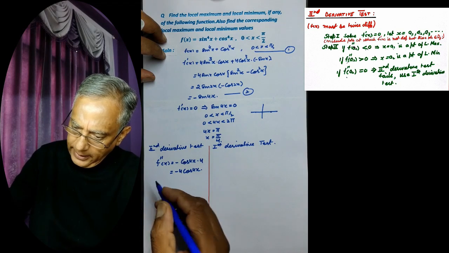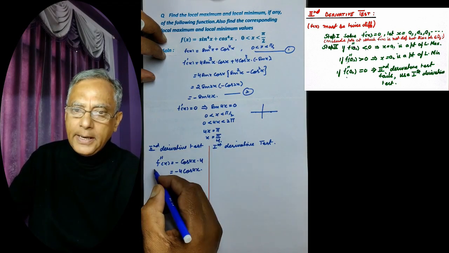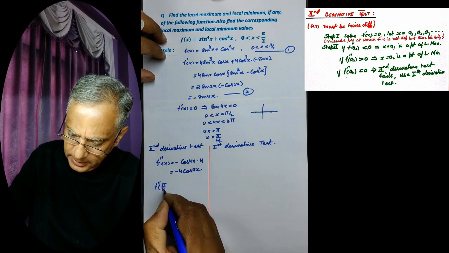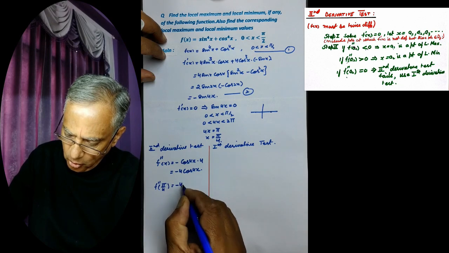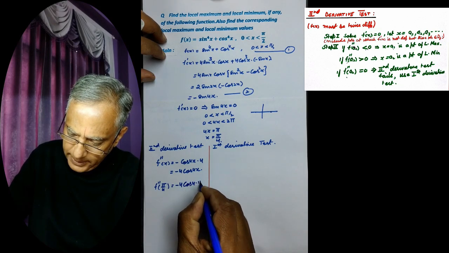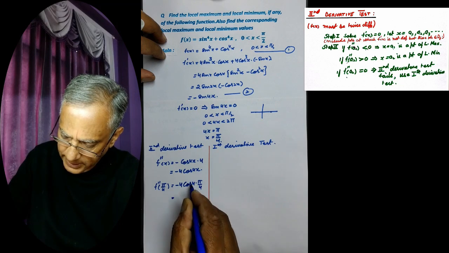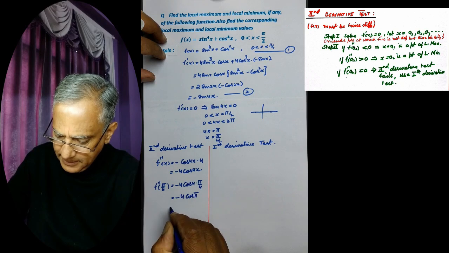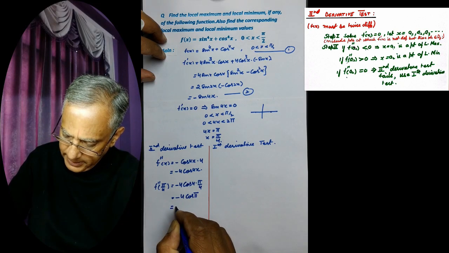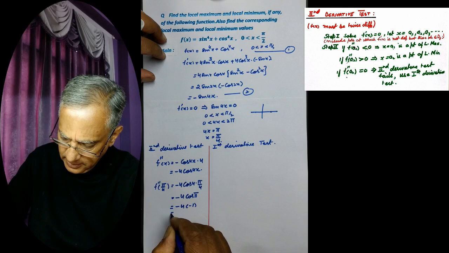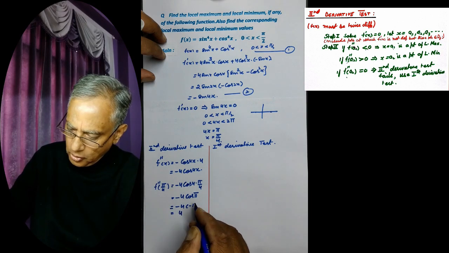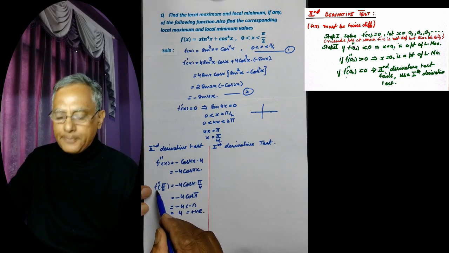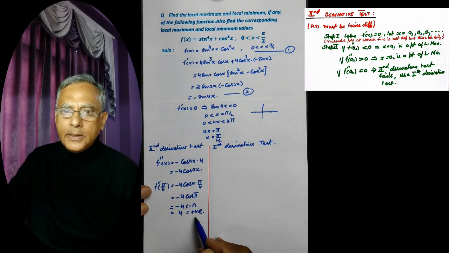Now we put x equal to pi by 4 in the second derivative. So f double dash at pi by 4 is equal to minus 4 cos 4 into pi by 4. This 4 cancels and we get minus 4 cos pi, and cos of pi is minus 1. So this will be minus 4 into minus 1, that is 4, which is positive. So f double dash pi by 4 is positive.